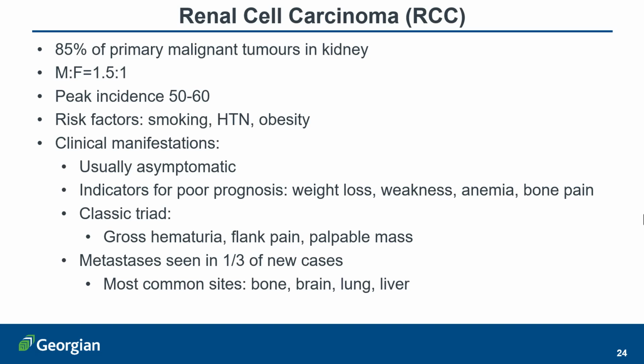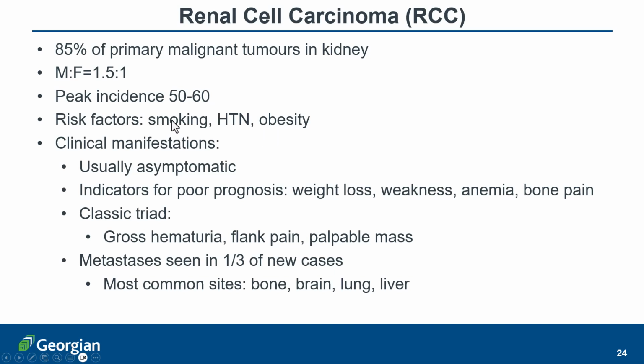We're going to switch gears now and discuss very briefly the cancers that affect the kidneys, the most common one being renal cell carcinoma, at least in adults, or RCC for short. RCC represents 85% of all primary malignant tumors in the kidneys. In terms of the epidemiology, you can see males are slightly more affected compared to females, 1.5 to 1 ratio. Like most cancers, the peak incidence occurs later in age, usually 50 to 60 years of age.